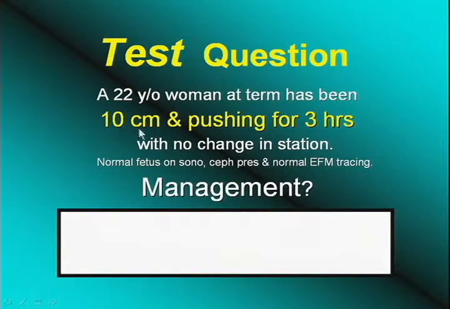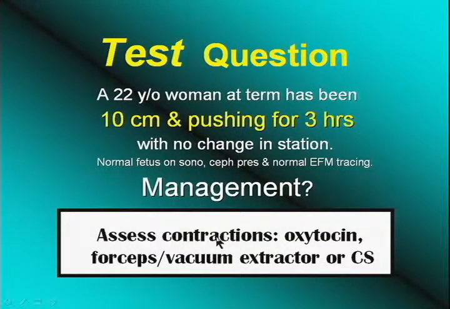This is a patient who's been 10 centimeters and pushing for 3 hours with no change in station. What stage is she in? Stage 2. What are the upper limits of normal for stage 2? Now we don't know if she's prime or multi, but in any event, she should have this baby out in 3 hours. The primary purpose of the second stage is descent, a change in station. There is clearly a problem here. Let's assess the quality of the contractions. If they're inadequate, give oxytocin. Otherwise, forceps, vacuum extractor. If that's unsafe, cesarean.